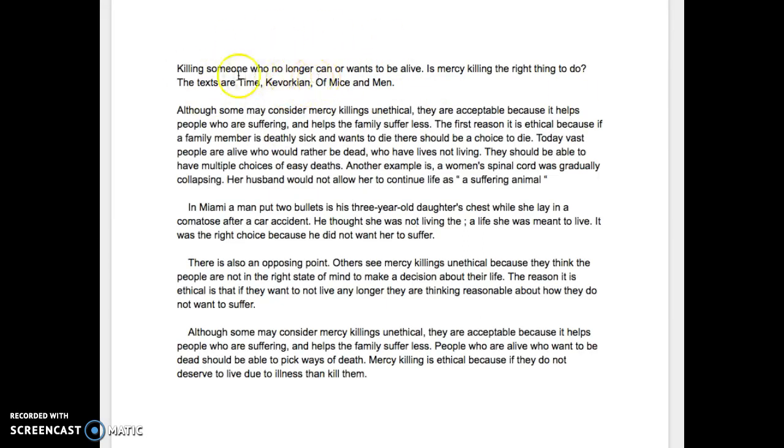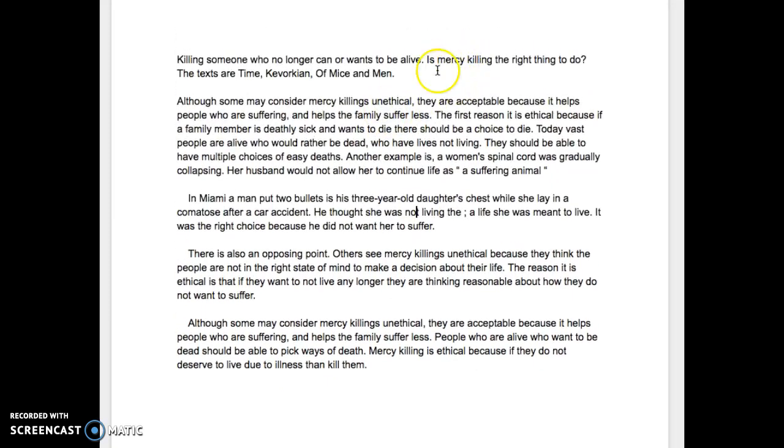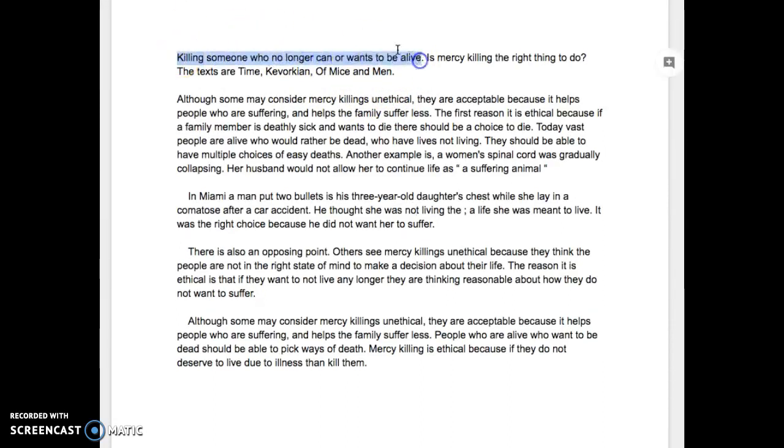So if we look at your essay right here, you have 3 sentences for your introduction, and you don't really have a hook, and you don't have a thesis in this intro. "Killing someone who no longer can or wants to be alive." This is an incomplete sentence. For a complete sentence, you need a subject and predicate. This is just the predicate.